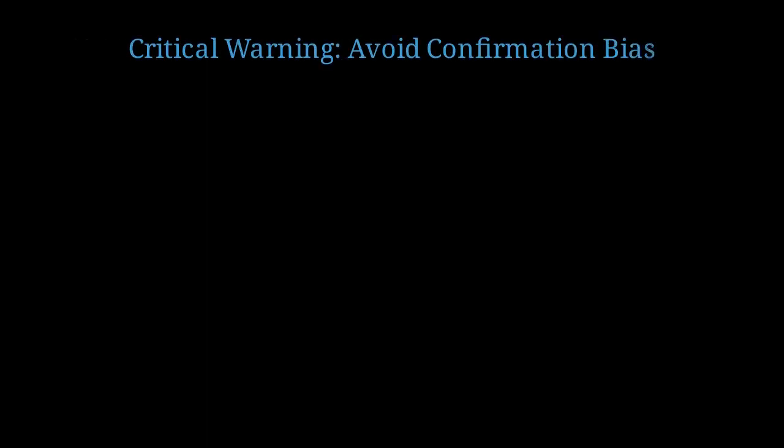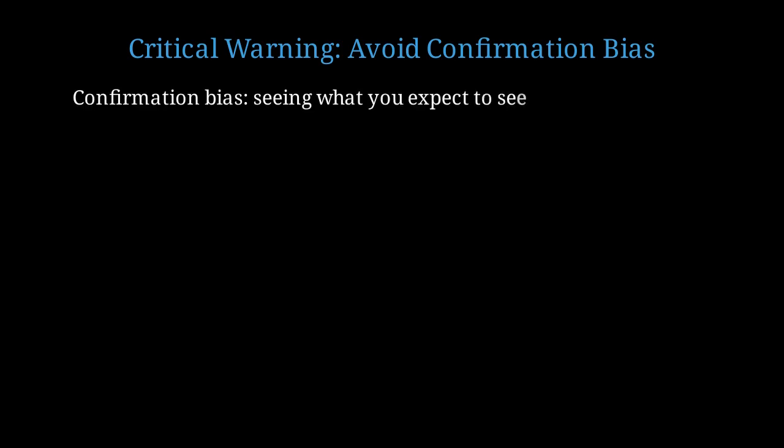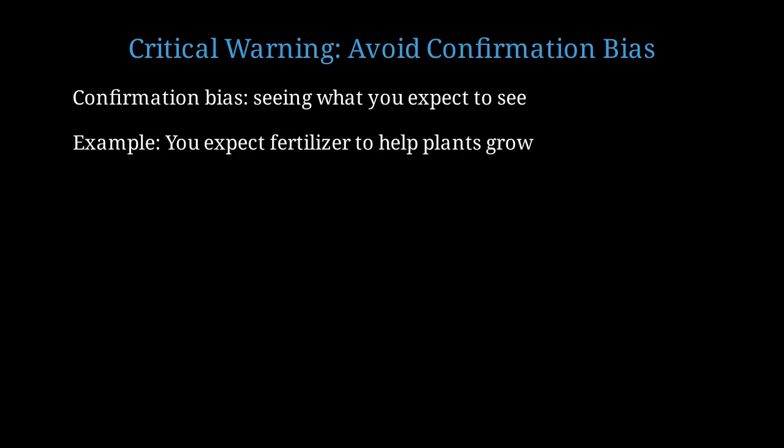Now I need to give you a critical warning about confirmation bias. Confirmation bias is the tendency to see what you expect to see in the data, rather than what's actually there. For example, you expect fertilizer to help plants grow. So when you look at your data, you might unconsciously ignore data points that don't fit this expectation.